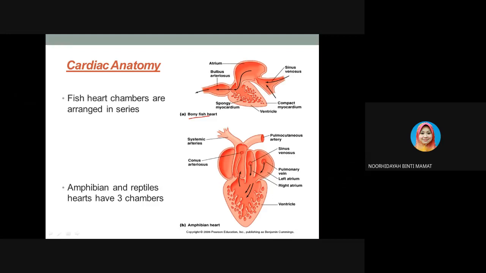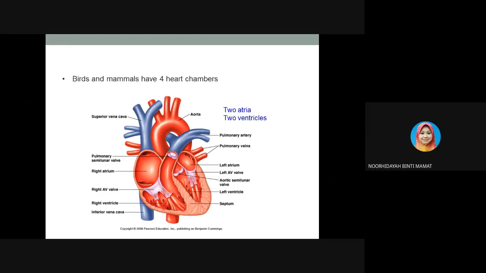for example, here for the fish heart, the chambers are arranged in a series. Okay, they are arranged in a series here. For amphibians and reptiles, they have three heart chambers, okay, one, two, three here, ventricles, and also they have two atriums. And for the birds and mammals, okay, they have four heart chambers. Okay, they have two atriums, and also two ventricles.